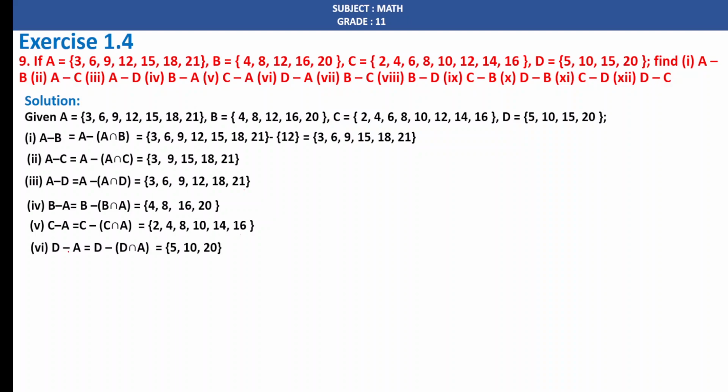Sixth one, D minus A is D minus D intersection A. Between D and A, the only common element is 15. So, from D we need to remove 15. Therefore, we are going to get {5, 10, 20}.